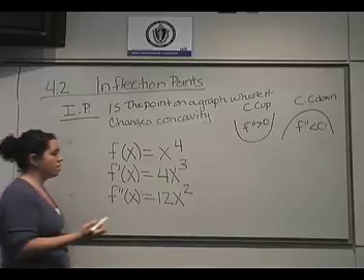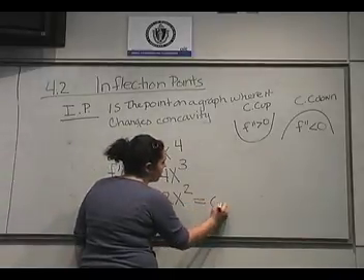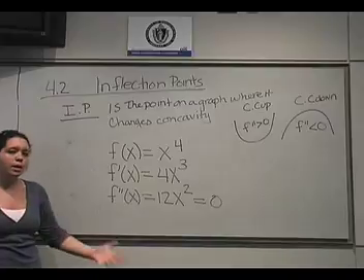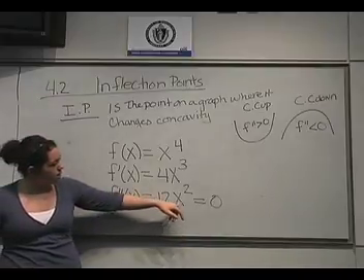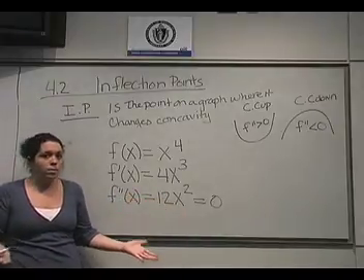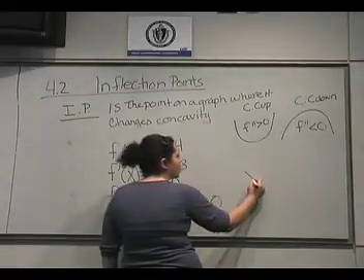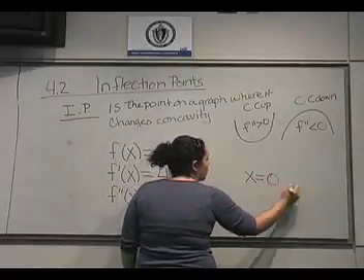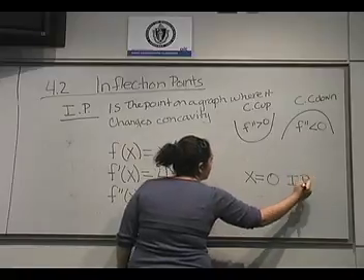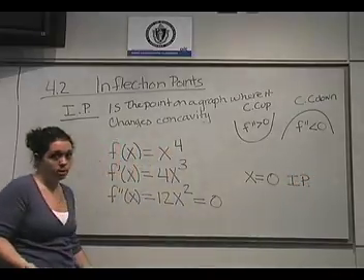So we ask the question, when does this equal 0? That'll give us our prospective inflection points. So this is going to be 0 only when x equals 0. That's the only thing that'll make this second derivative 0. Okay. So x equals 0 is our possible inflection point.